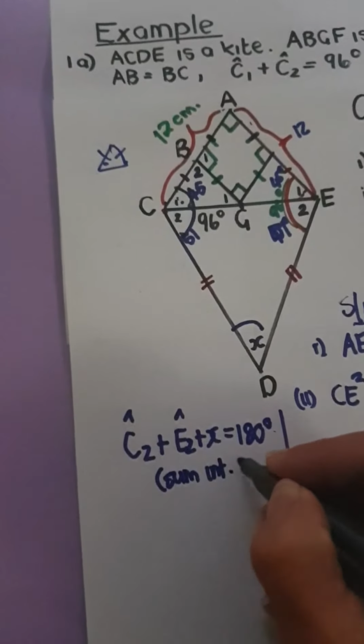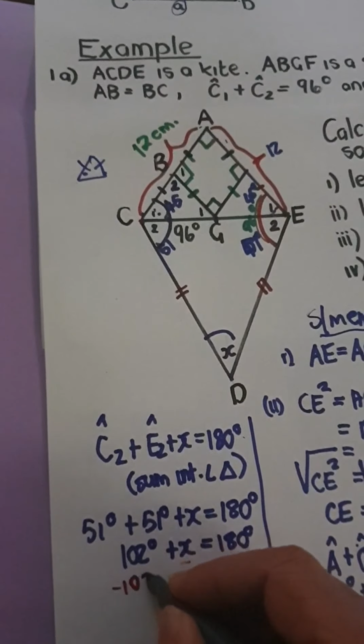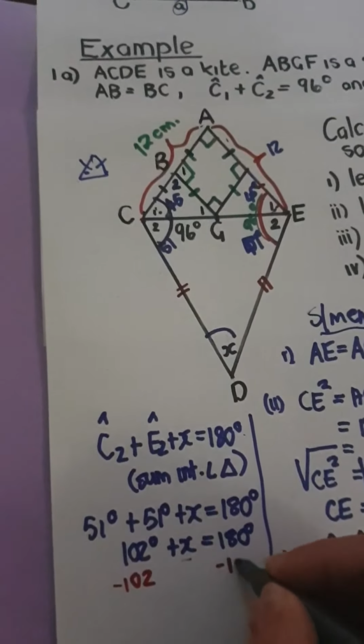It's an equation. So to get x on its own, I minus 102 on both sides. And that becomes 0. And I'm going to get x is equal to, that is 78 degrees. And that is number 4. And I am done.